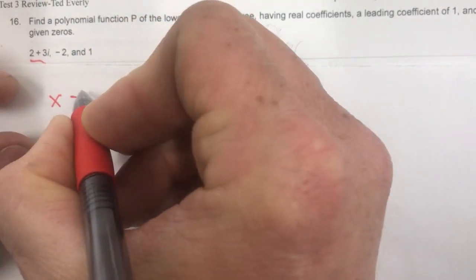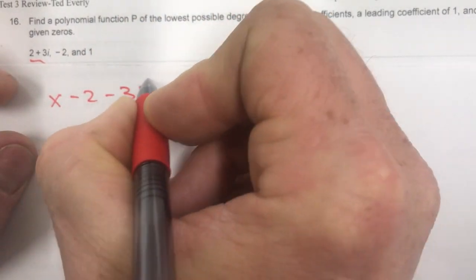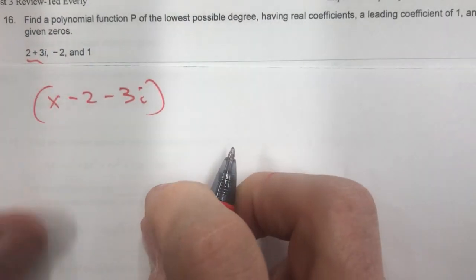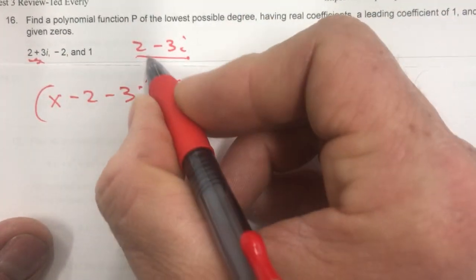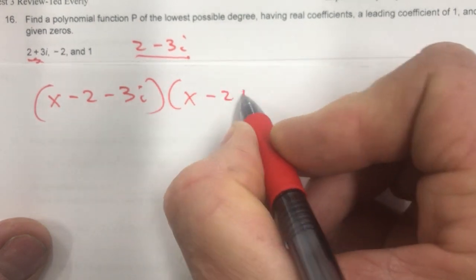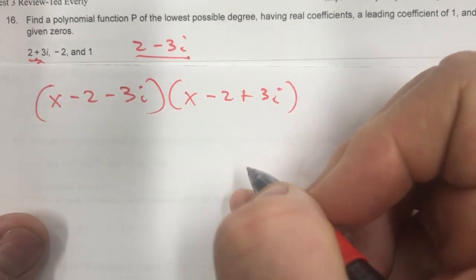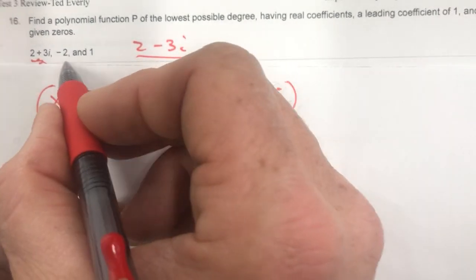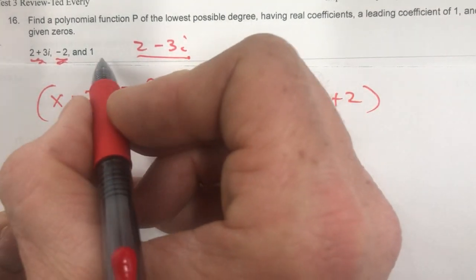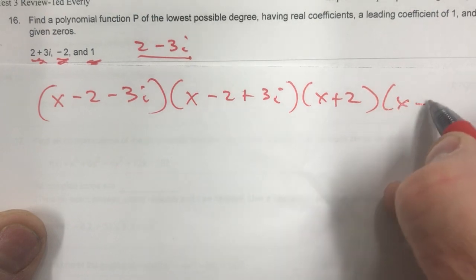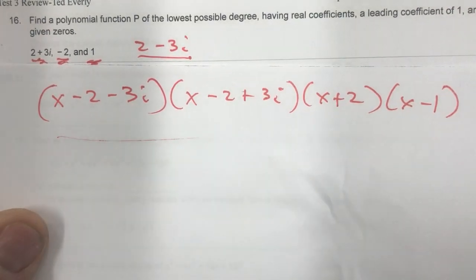All right, so we know this is 0, which means x minus 2 minus 3i is the factor for that. And since this is a 0, 2 minus 3i is also a 0. Since that one is, this one is, which means x minus 2 plus 3i would be another factor. Then -2 is a 0, which means x plus 2 is a factor. And then 1 is 0, which means x minus 1 is a factor. And just multiply all of them together.